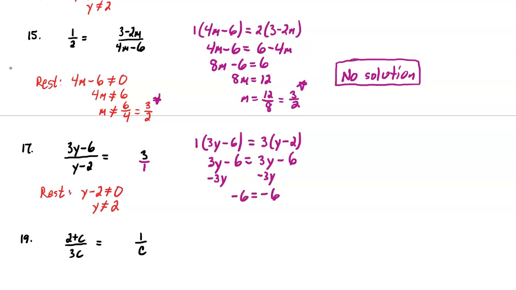At this point, you've got to notice that this makes a true statement with no variable. So our conclusion is that all real numbers work, except, remember this restricted value, we're not allowed to use 2. So our answer is all real numbers except for 2.